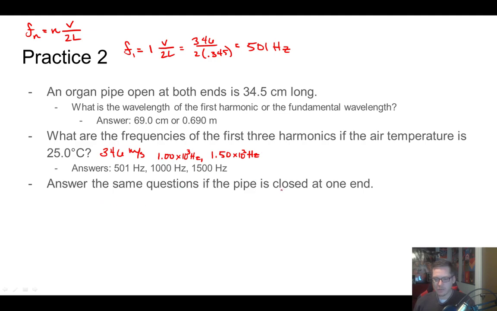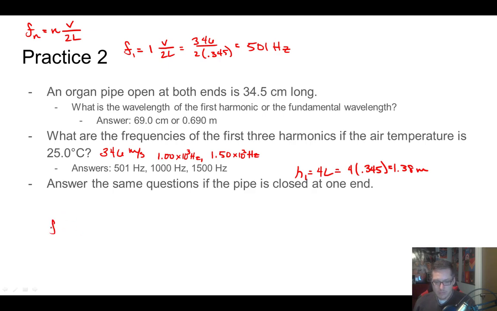All right, so this makes life a little more exciting. So remember, the wavelength of the fundamental frequency was equal to 4 times the length. So the fundamental wavelength would be 4 times 0.345. All right, so it would be 4 times 0.345, so it would be like 1.38 meters. So that's the fundamental wavelength.